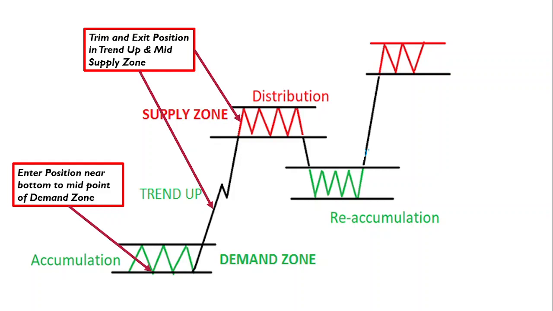And that's usually where I like to make that trim. So you do a trim on the trend up, and then once you start seeing, hey, there was a previous top, you want to start exiting in that mid supply zone or upper supply zone, because generally there will be that distribution phase before the move higher.